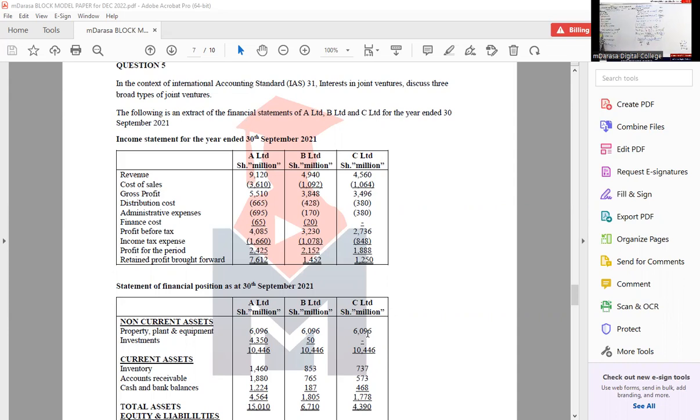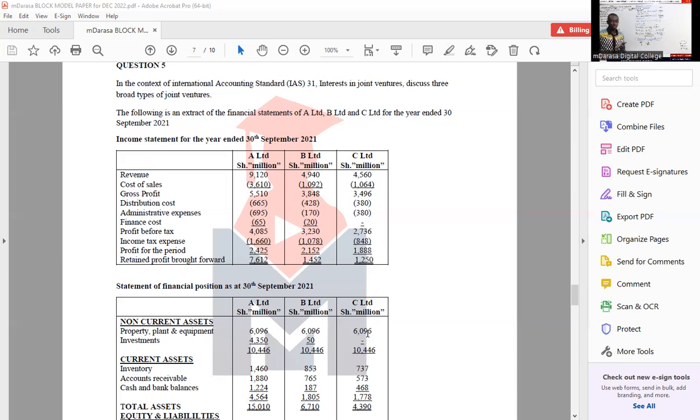So what will we be having? That will be simple because I'll be talking of 9120 plus 4940 times 9/12 minus 140. That should give me 12685. Can you confirm if you're getting that? 12685. What about our cost of sales?